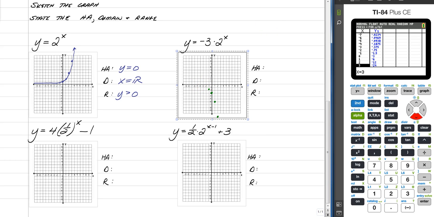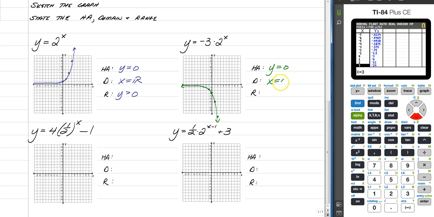So now we're just going to not touch the x-axis and go down. So, horizontal asymptote is still y equals 0. Domain is still all real numbers. But if we look at the graph, all values of y are negative. So y is less than 0 is our range. Okay? And that's it. Just let your calculator do all the graphing for you, and you just have to analyze it. So why don't you press pause, try the next two, see how you do.